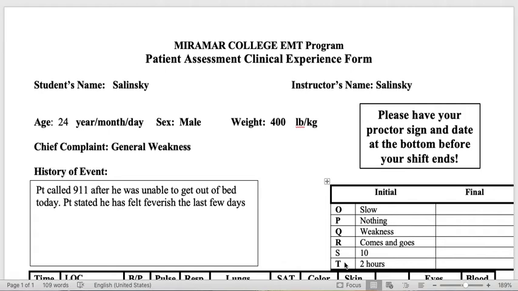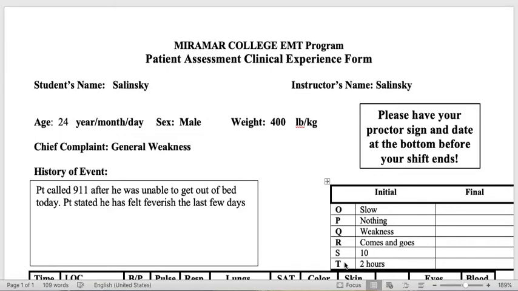So to make up for your clinical experience that you were unable to do due to COVID, we're going to have you do a total of 10 dynamic simulations. The state of California has approved of this, so this is in lieu of you going to the hospital and then going out on the ambulance.